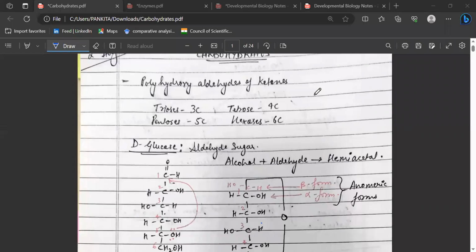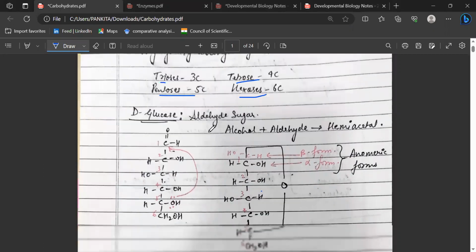So the topic right now is carbohydrates. Carbohydrates are basically polyhydroxyaldehydes or ketones. We have 3 carbon, 4 carbon, 5 carbon, 6 carbon. The 3 carbon ones are known as trioses, 4 carbon ones are known as tetroses. Then come pentoses with 5 carbons, and then hexoses with 6 carbons.